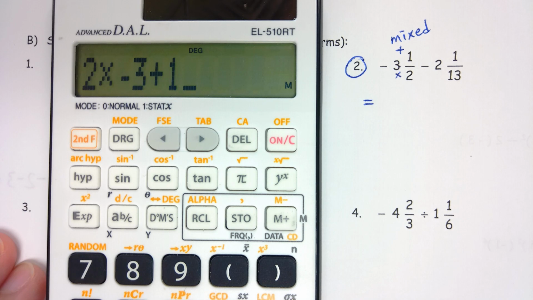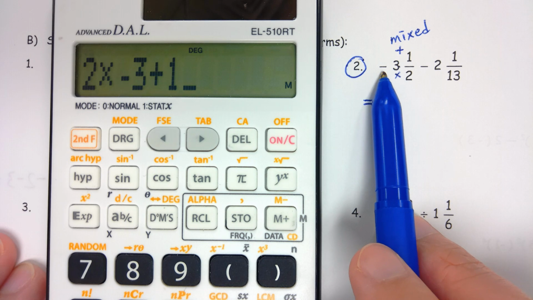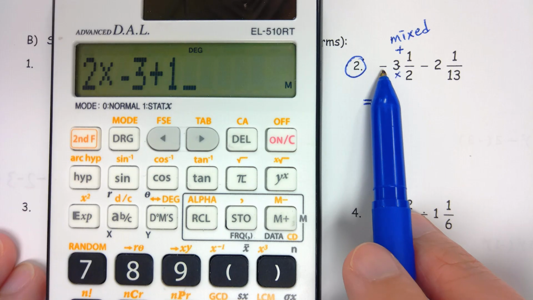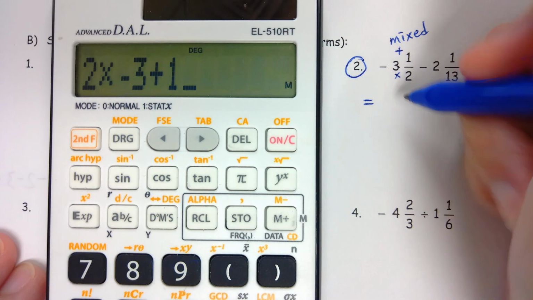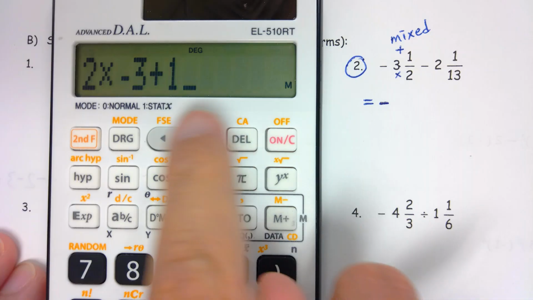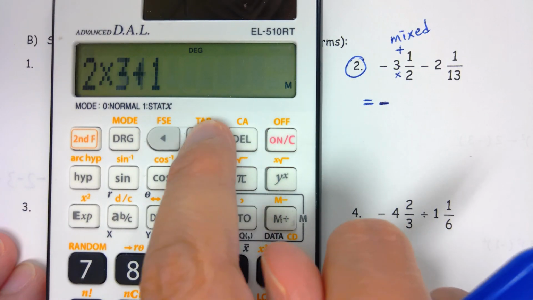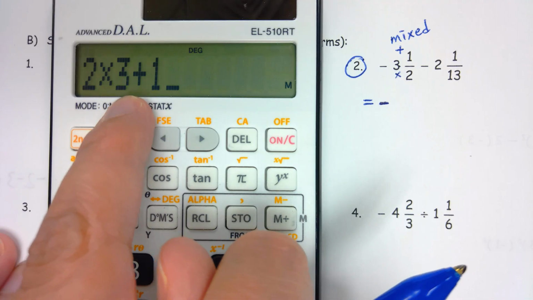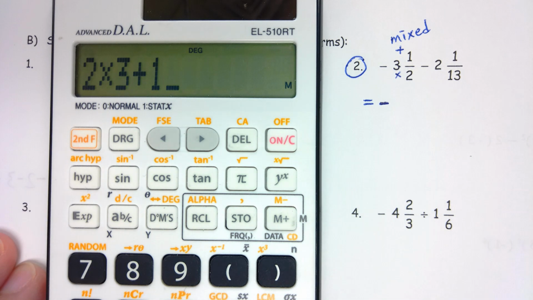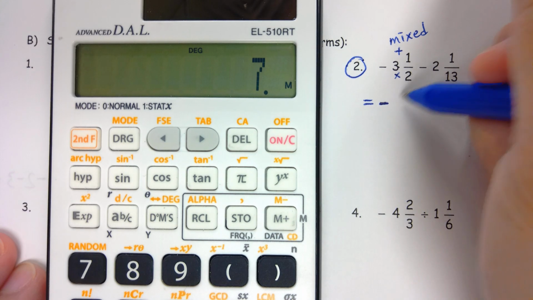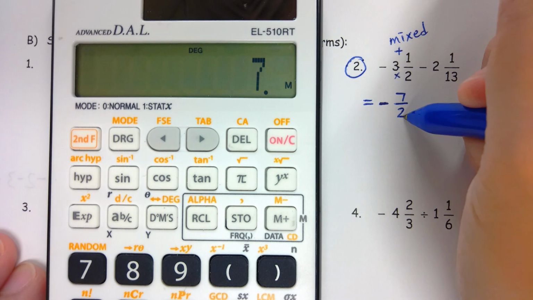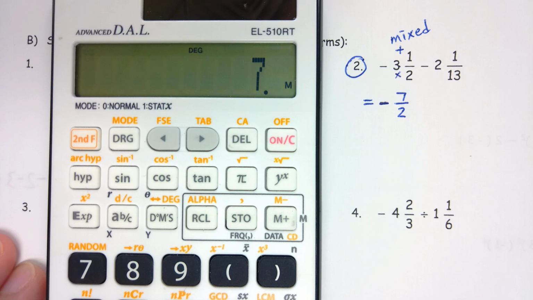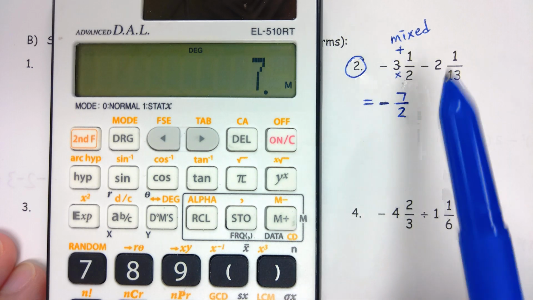Ah, why not? It's going to get messed up. So I don't put that negative. I leave the negative on the outside and I just do 2 times 3 plus 1. Right? The whole fraction is negative, not just the 3. So when I do that, it's -7/2.